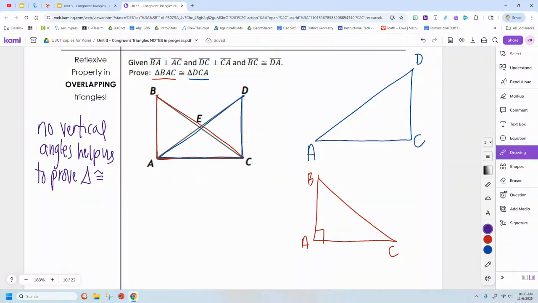Okay. So let's now digest the given. And we're going to digest it in both locations. So BA is perpendicular to AC. Remember, that's going to make our 90-degree angles. So it's right here, which means it's also, and this is the one I accidentally put in last class, it's right here. So we definitely have right triangles. We go back here. DC is perpendicular to CA. That's this 90-degree angle, which is this 90-degree angle.